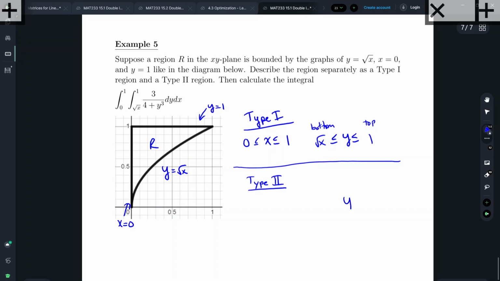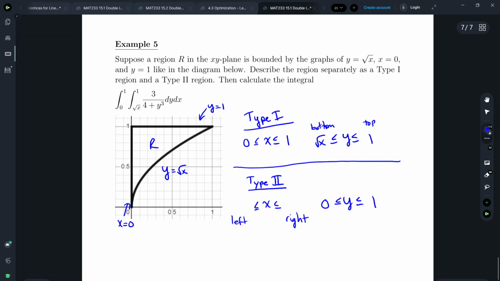So in a type 2 region, y is between two constants, right? So at the bottom, this is where y equals 0, and at the top, it stops at y equals 1. So that's the boundaries for y. And what about for x? Right, so x goes between left and right. So when we describe the region, we should think of the left boundary and the right boundary. So on the left, I have the boundary here, where x is equal to 0.